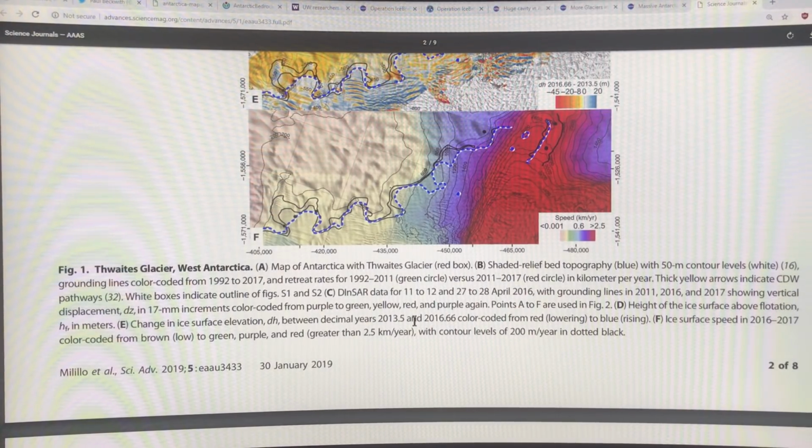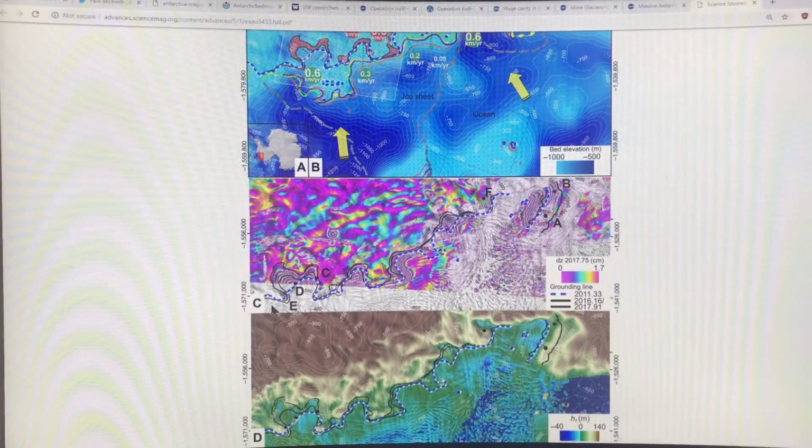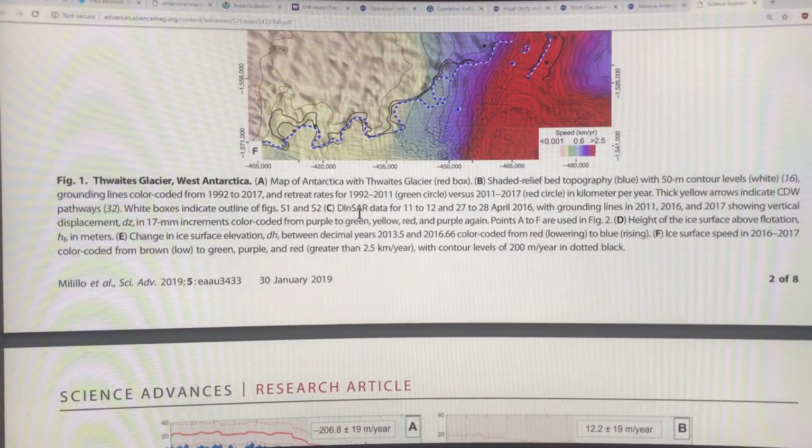Where is it? Ugh. Okay, sorry, C. Sorry, I'm reading this one. That was the previous one.